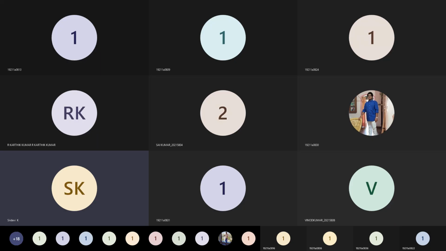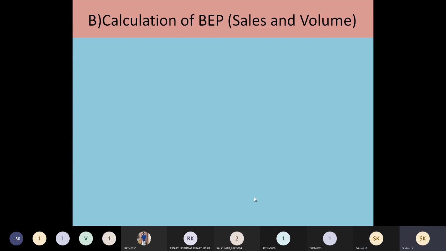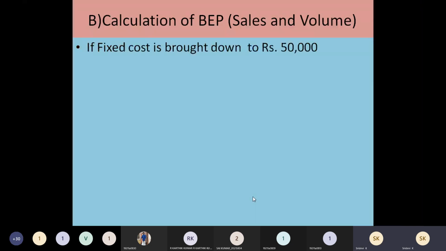The condition, the first condition that was given in exercise 1. What is the condition? That if the fixed cost is brought down to rupees 50,000, what is the break-even point in sales and break-even point in volume, right? So that is the condition in exercise 1 of the previous problem.